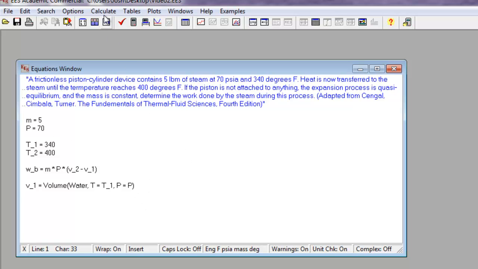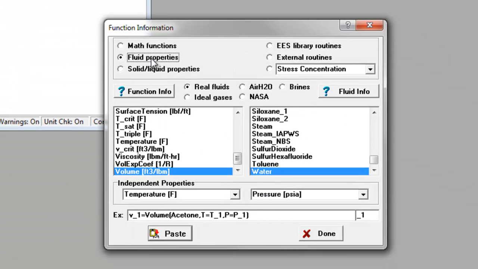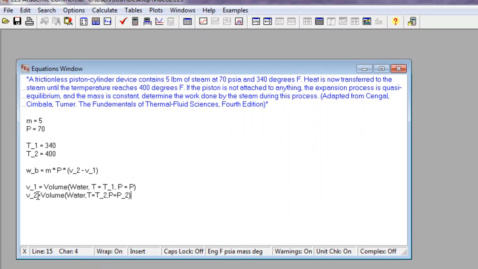So let's do the same thing for v2. We go to Options, Function Info, Fluid Properties, click on water, pick volume, and then we have temperature and pressure. That's correct. Let's go ahead and edit this to say 2, and that's going to give it to us like that. Same thing as above, it's using the temperature at point 2 and the pressure, as opposed to the temperature at point 1, and that's going to give us the specific volume at point 2.